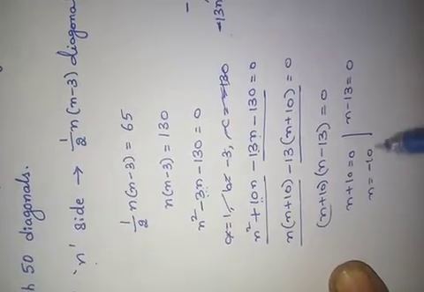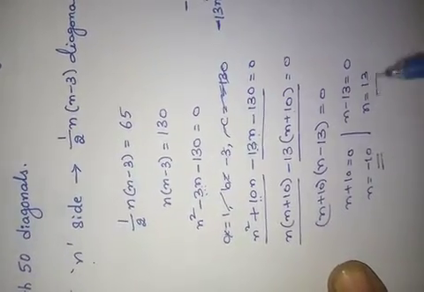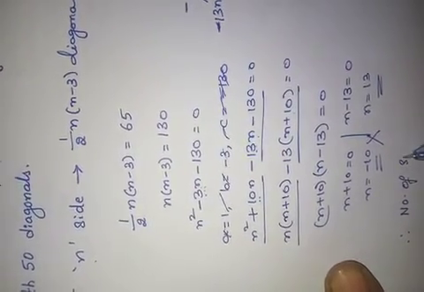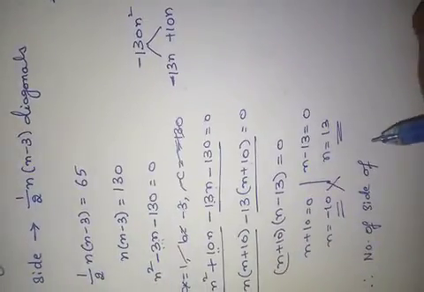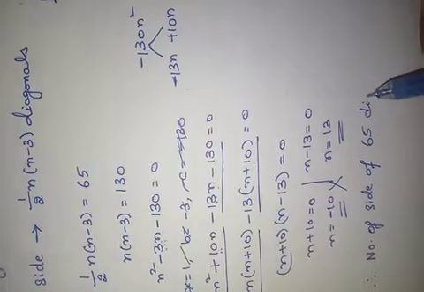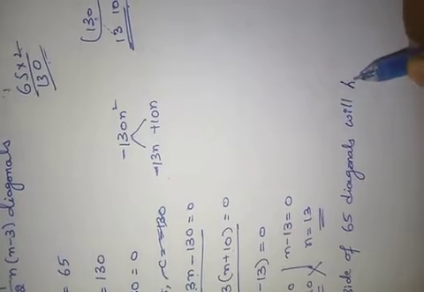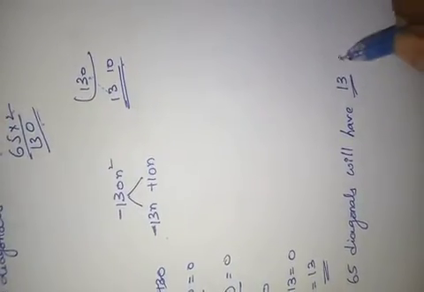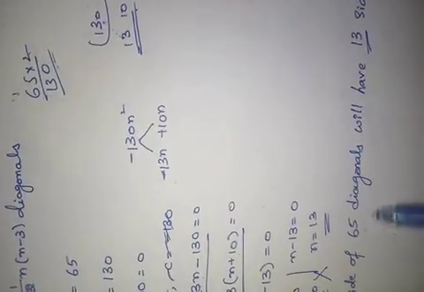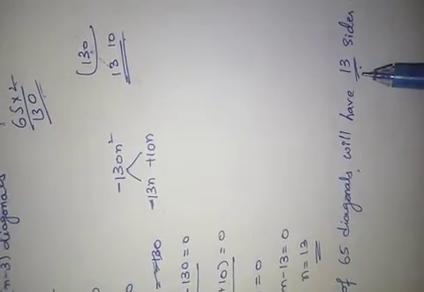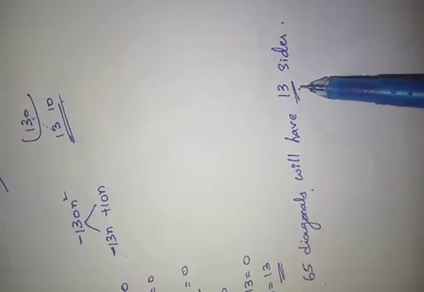N equals to minus 10. N equals to 13. This is the negative number, no? So neglect it. Therefore, number of sides of 65 diagonals will have 13 sides. How many? If it is a 65 diagonals, how many sides it will have? 13 sides. Did you understand? So again, what is the second question? If it is 65 diagonals, we have to find the number of sides. Already number of sides equals to 13 sides.